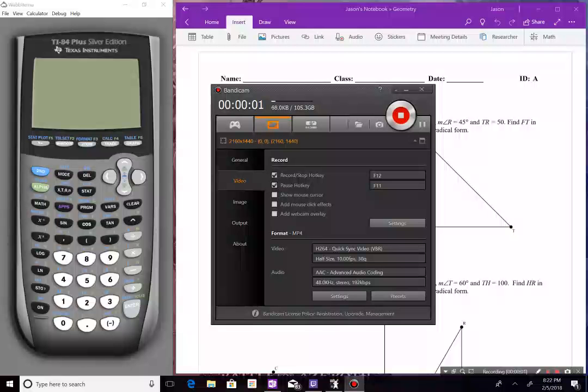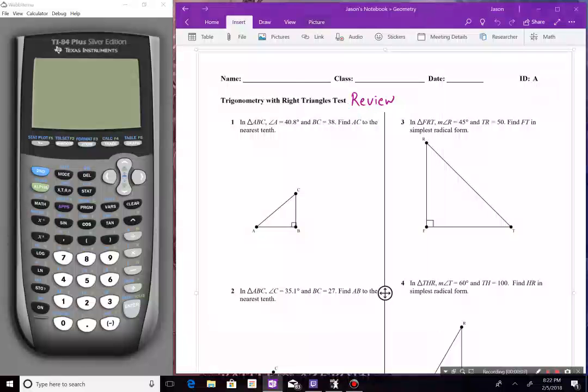Alright, so we're going to look at the review for your trigonometry test today. It's not the exact same numbers as the one that you have. You have the answers at the back, but this is the same process.